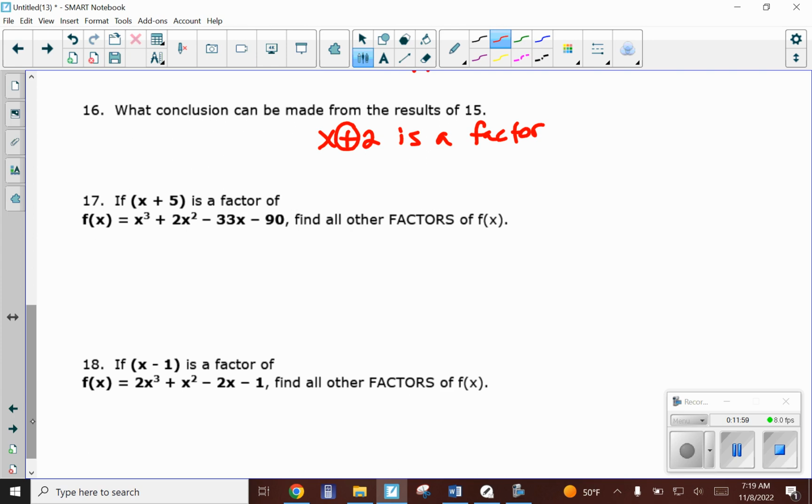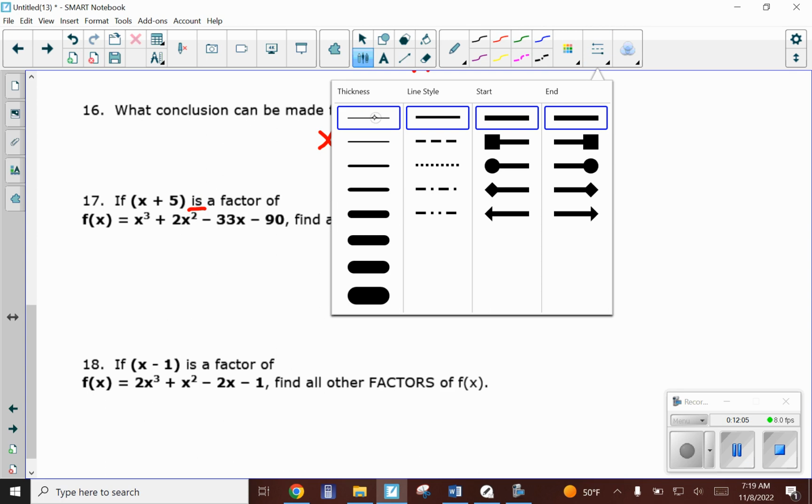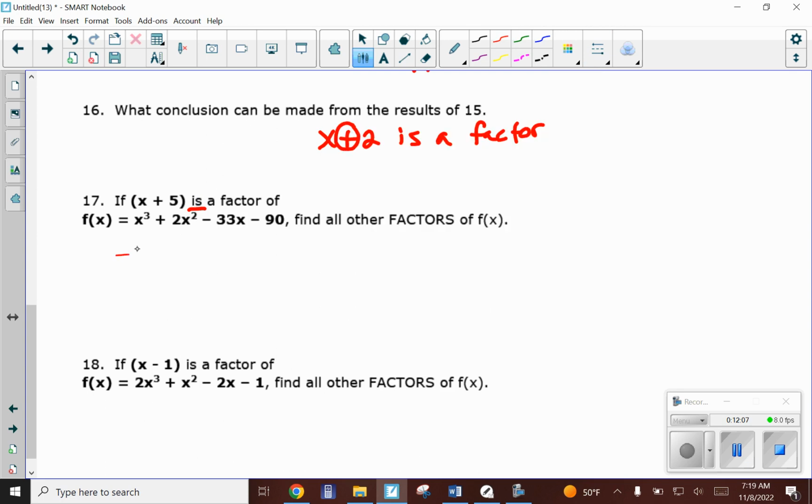Okay, next it says x plus 5 is a factor. So if it is a factor, that means that we can use our synthetic division to lower the exponent. So I'm going to use a negative 5 here. And this is going to be 1, 2, negative 33, and negative 90. Now, because it is a factor, this last number right here is going to end up being a 0. So let's do the work.